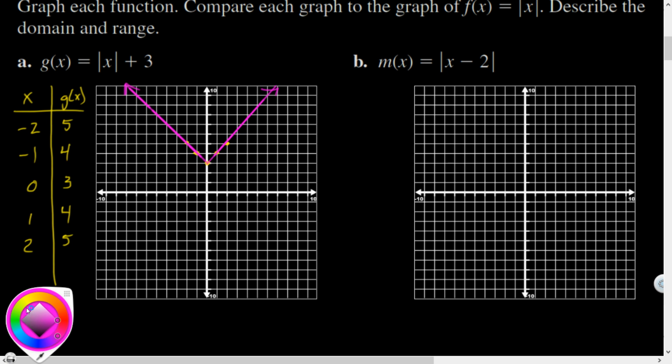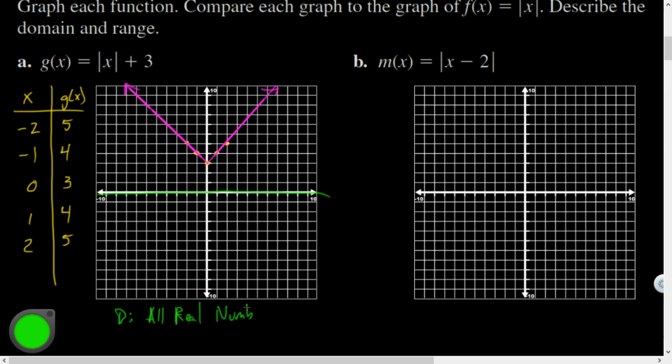Mysterious. Let's see, they also asked us to figure out the domain and range. The domain is, well, everything. So you could just say all real numbers. And the range, I like this range. This is a cool range.